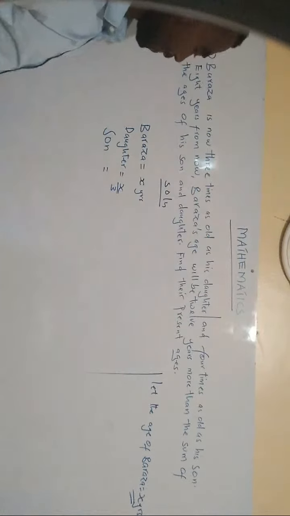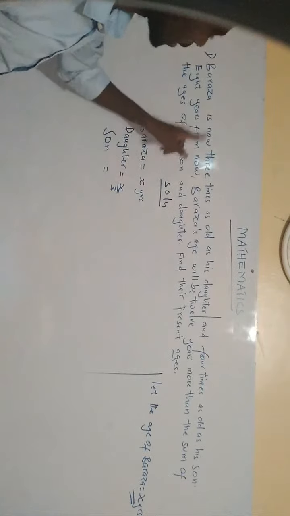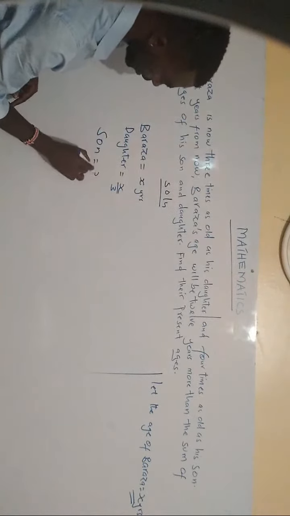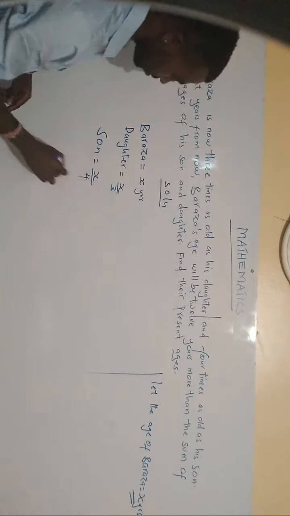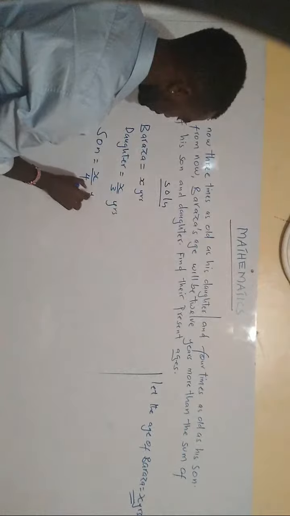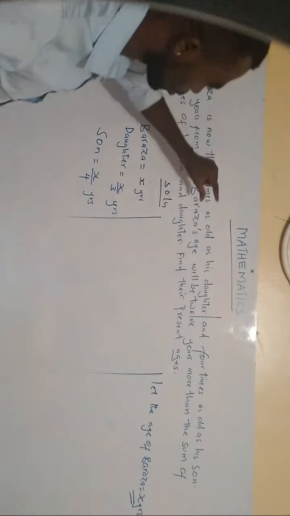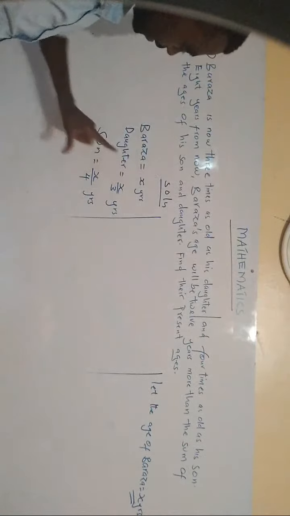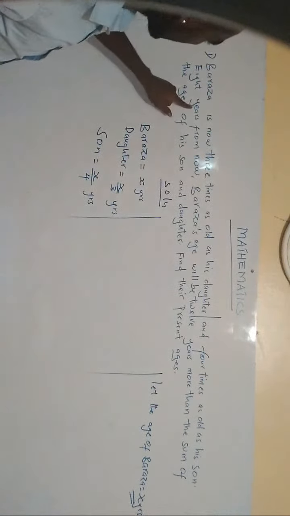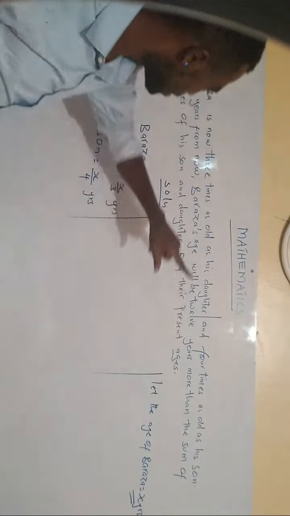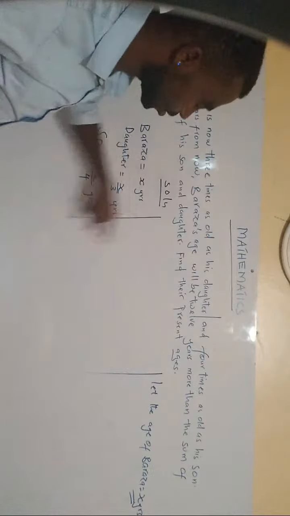Does that make sense? Then again, Baraza is 4 times as old as his son. So the son is x out of 4 years. So this information, Baraza is 3 times as old as his daughter and 4 times as old as his son, can be represented mathematically by these expressions here.